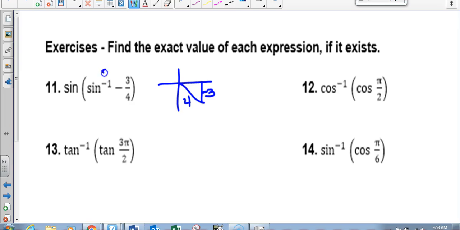So I don't know what the angle is, but I do know that its sine value is just -3/4. That one canceled each other out. We're good. We find the angle whose sine is this, and then we find its sine. So it just undid each other. Let me give you an example where it doesn't, okay?